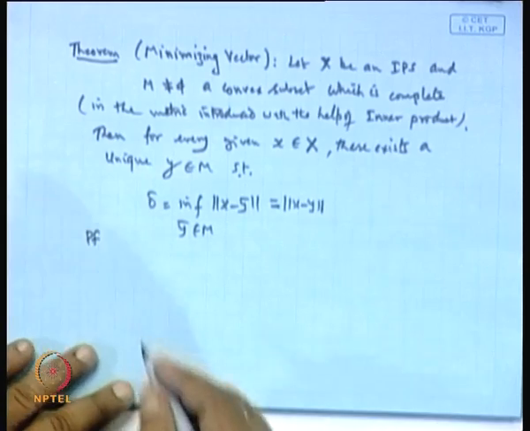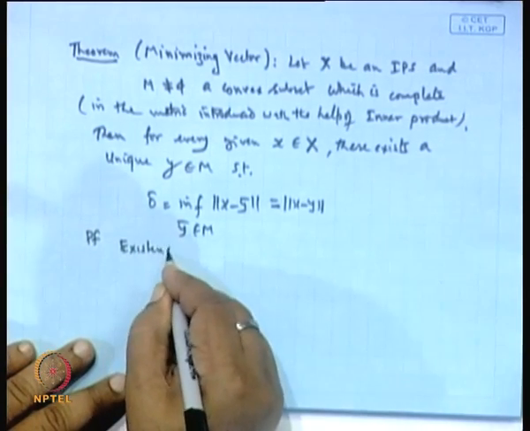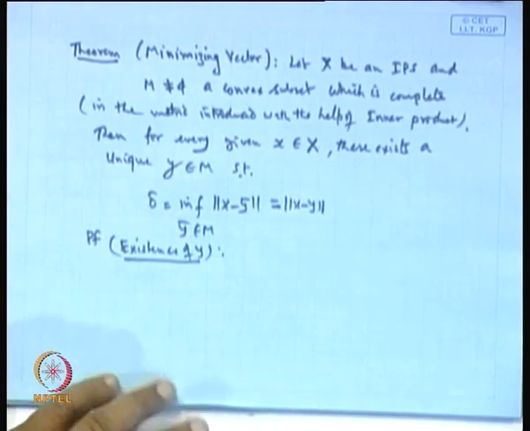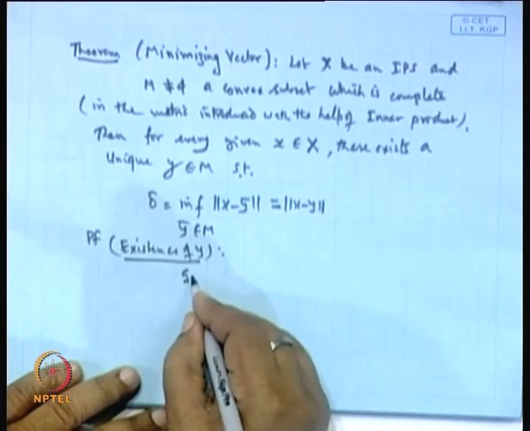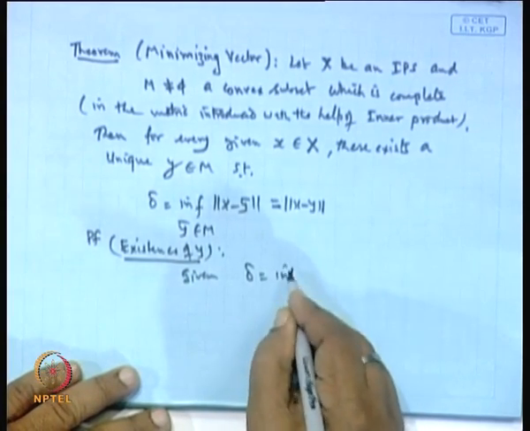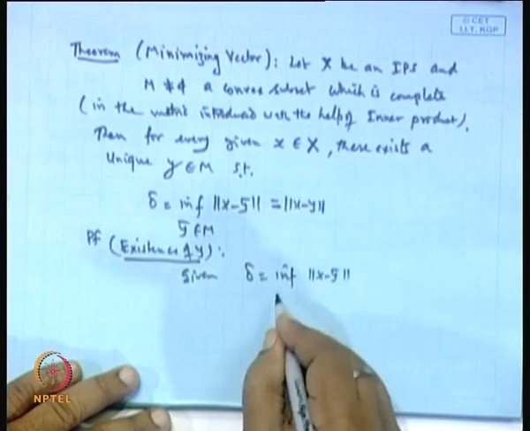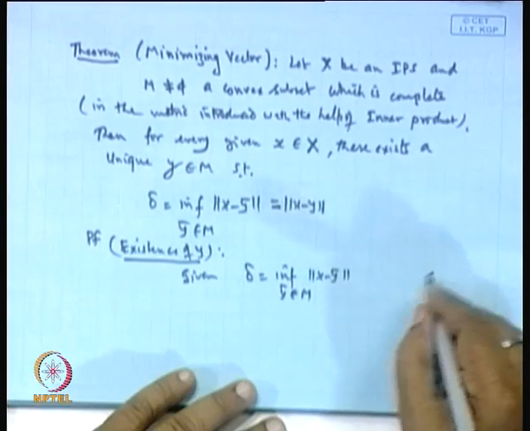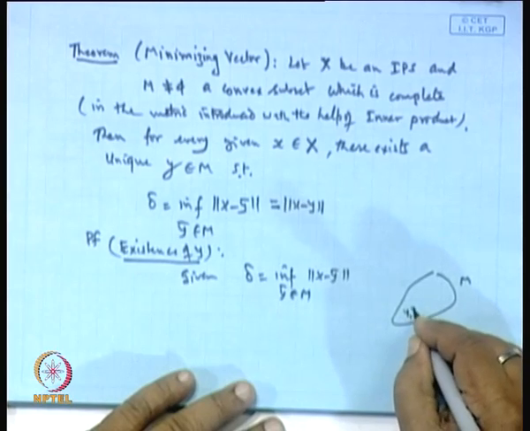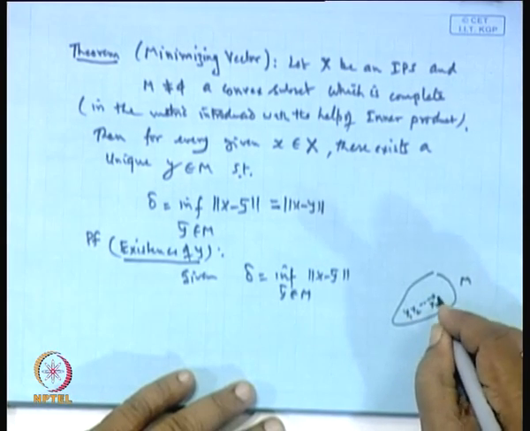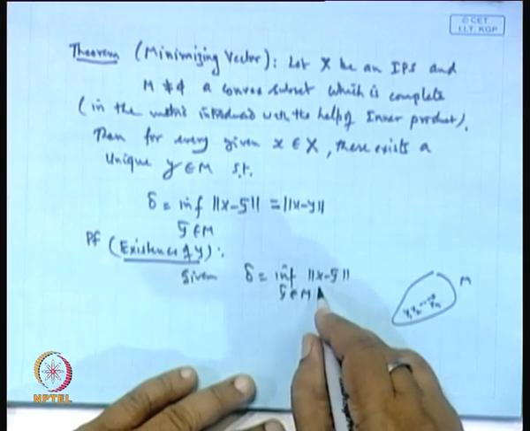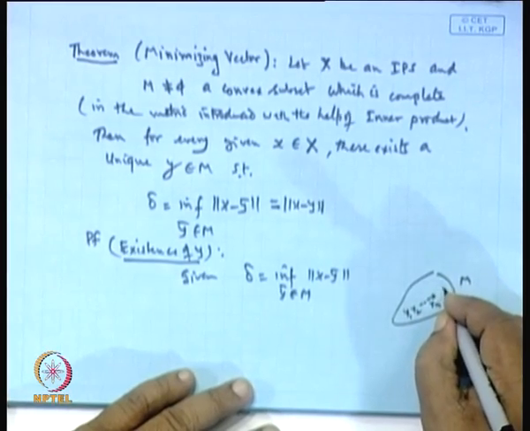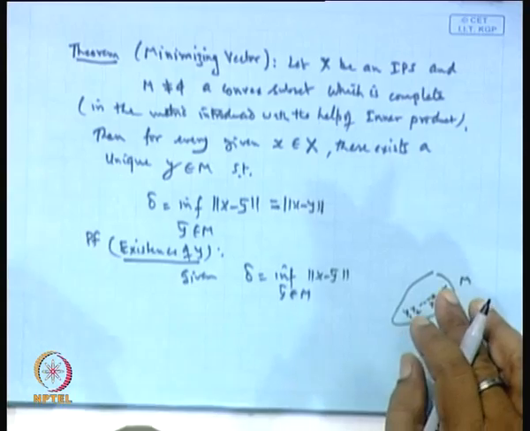Proof. First we will show the existence of y. Now, this is given: delta is the infimum of norm x minus y, y belonging to M. It means there must be a sequence in M, y1, y2, ..., yn, which goes to the infimum value. Is it correct or not?